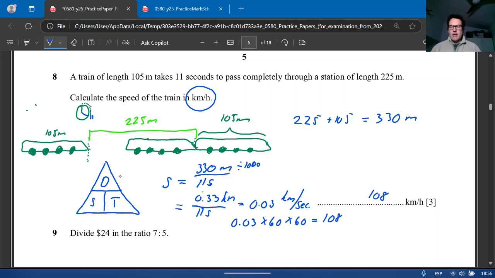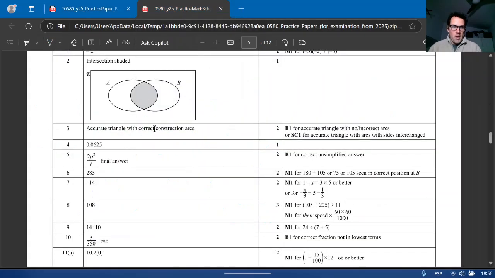108. That sounds like a possible speed for a train. Not the fastest train, not the slowest. Maybe it slows down when it gets to the platform. Trains are faster than that these days. 108, correct answer.